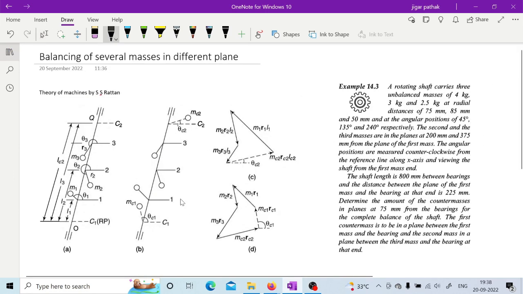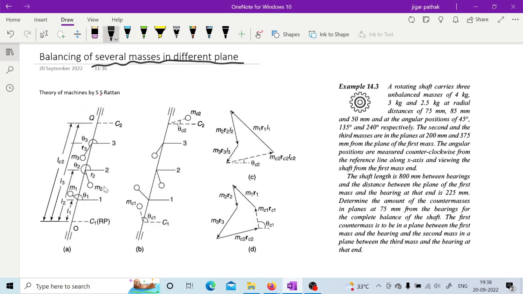Okay. So here, in the case of balancing of several masses in different planes, you can see there are different masses like m1, m2 and m3, and now they are not on the same rotor, they are on different rotors, right? So here you are given plane 1, 2 and 3, in which you have the mass at a particular angle. In each plane you are given the mass, the angle, and the distance at which that unbalanced mass is there.